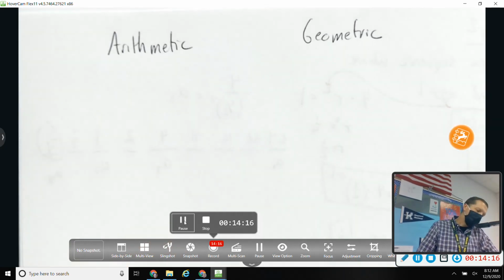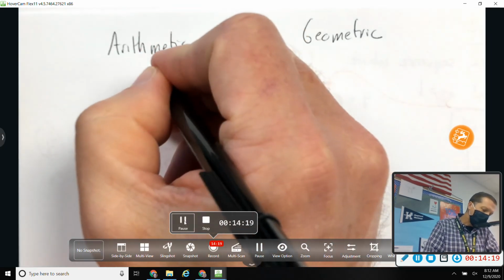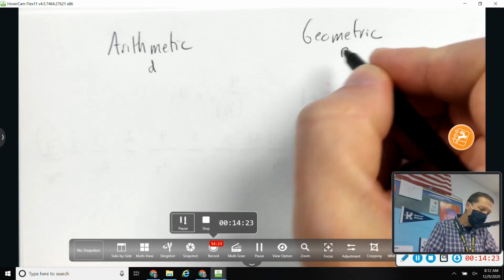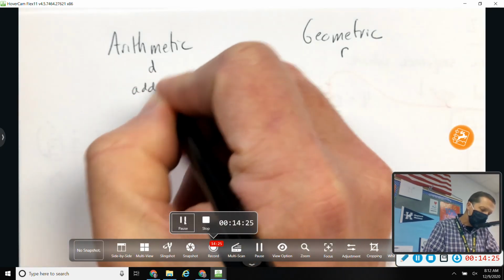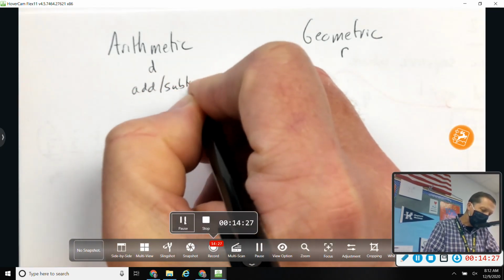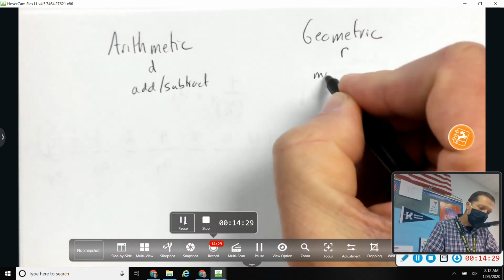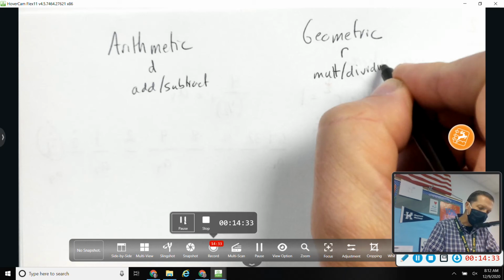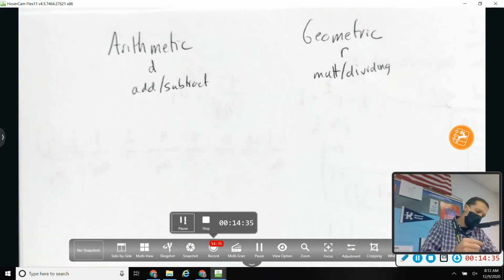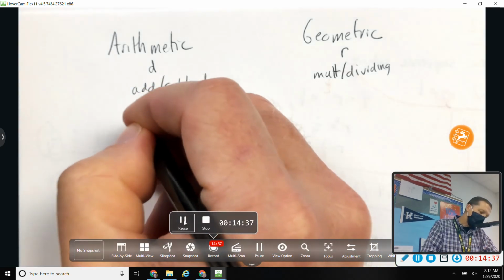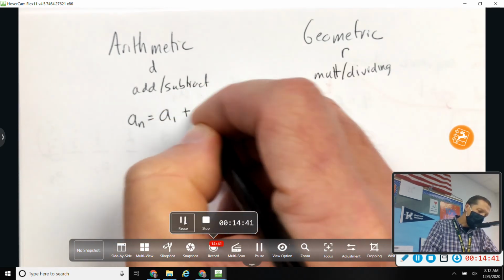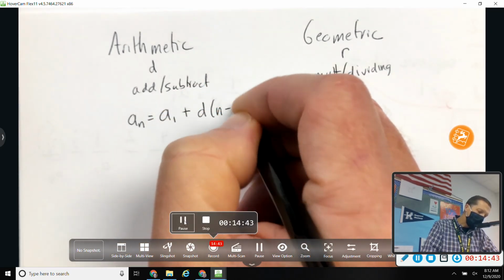So arithmetic has a common difference. Geometric has a common ratio, because we're adding or subtracting with arithmetic. Geometric, we're multiplying or dividing to get from term to term. So the nth term is the first term plus the difference times n minus 1.